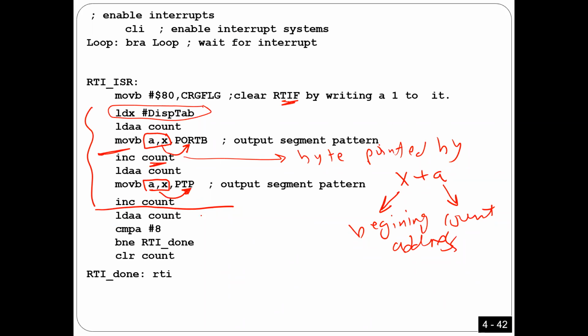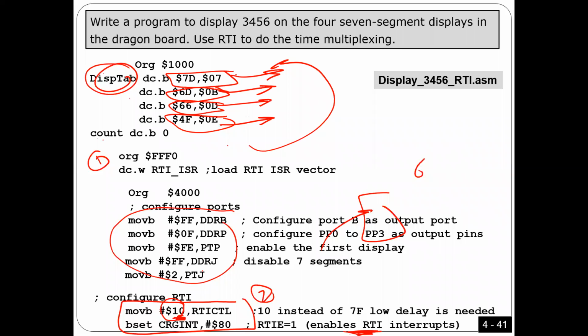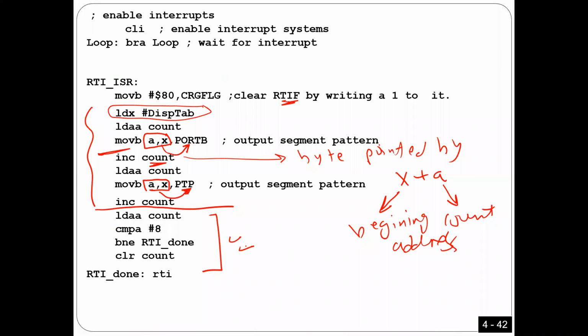So why do you have this part here, guys? Simply because, as I told you, if count equals 8, it means I finished this one. So I have to reset it again so that I repeat. This is the purpose of this part. Here I compare count to 8. If it is not equal to 8, I'm done. If it is, I have to clear it again. Any question, guys? I'm done with this program.